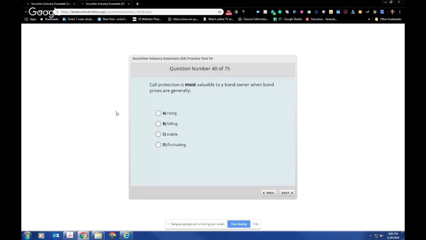Call protection is most valuable. This one got me too. Call protection is most valuable to a bond owner when prices are generally... Everyone always thinks we're talking about rates.